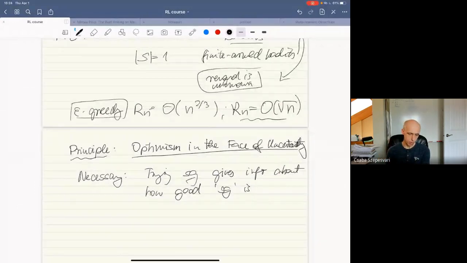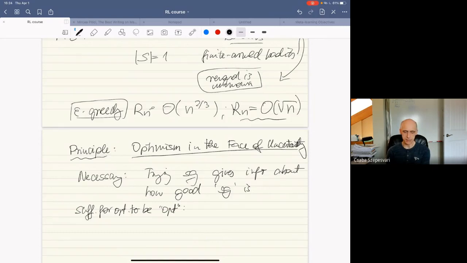So for sufficiency for optimism to be optimal, this is not a theorem. This is more like an observation, because it's too vague to be a theorem. But it seems to be true.